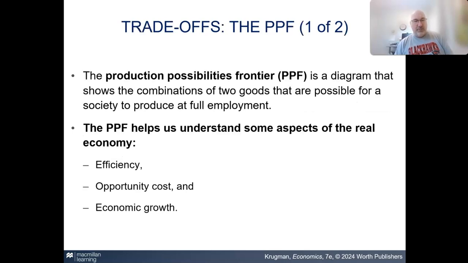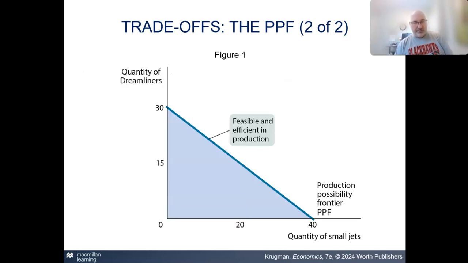It's okay. The production possibilities frontier is going to be the first one we do. It's a diagram that shows the combinations of two goods that are possible for society to produce at full employment. It helps us understand some aspects of the real economy: efficiency, opportunity cost, growth. It's pretty simple. If you see a straight line PPF like this, you can understand that. This is not a normal PPF. A normal PPF should be concave, bowed out.